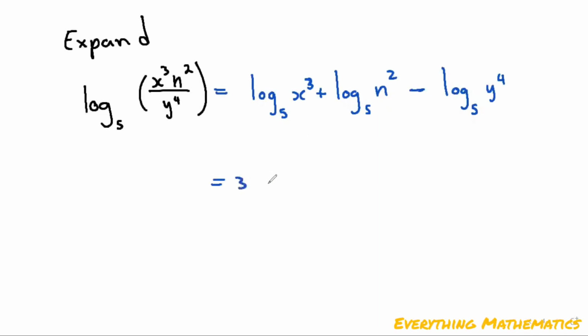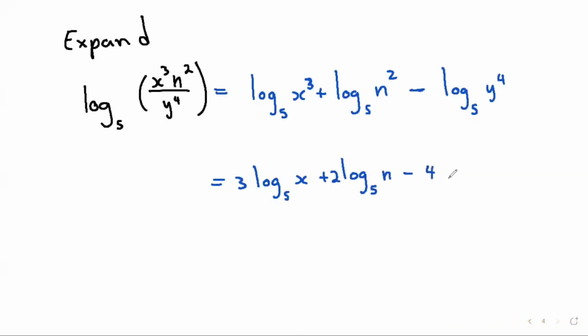So we have 3 log 5 of x plus 2 log 5 of n minus 4 log 5 of y. And this is as far as we could go in this question.